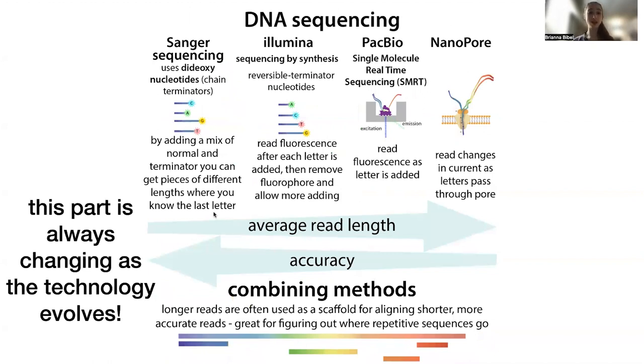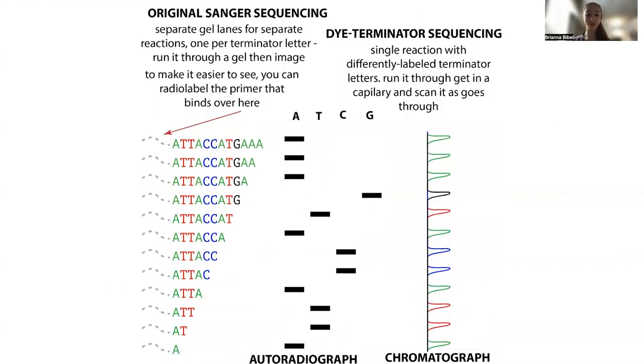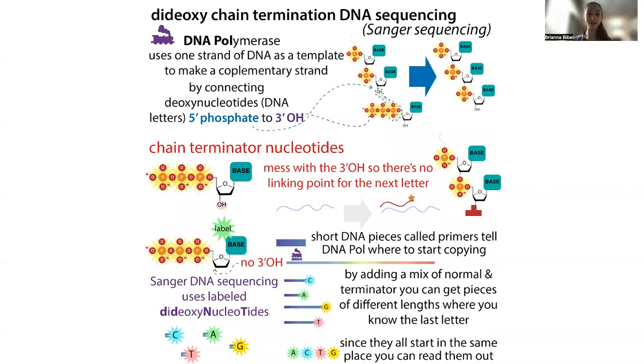This uses dideoxynucleotides, or chain terminators. And this technique, the classic technique, instead of using dye terminators, used radioactive nucleotides. But nowadays we use dyes. And what these dyes are is basically they're labeling each of the different DNA letters. So the A, the C, the T, and the G.